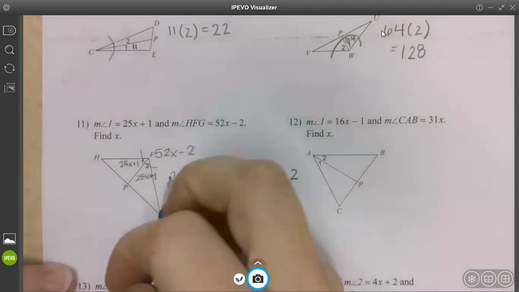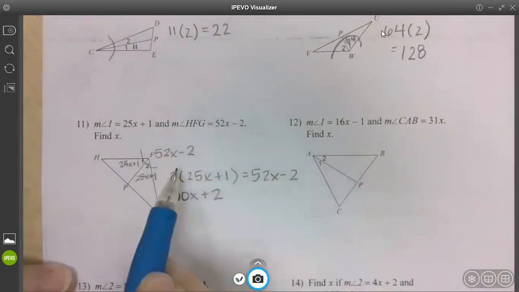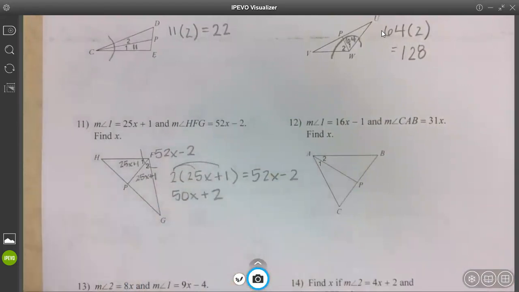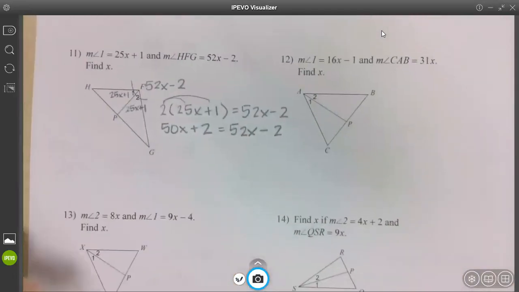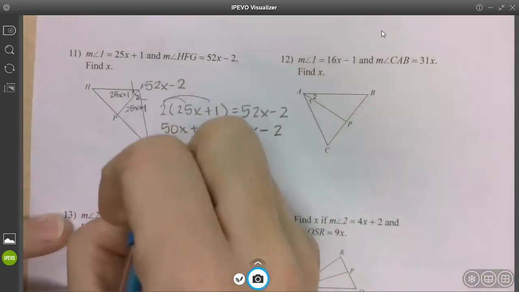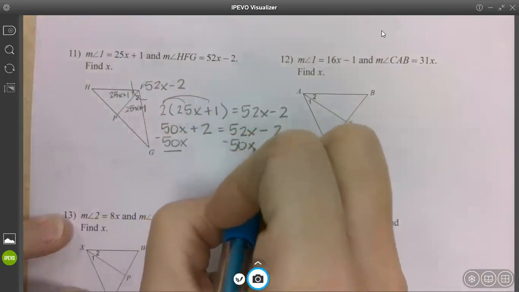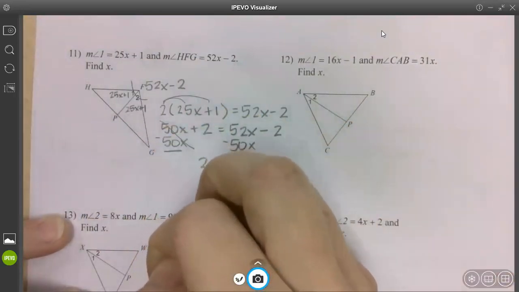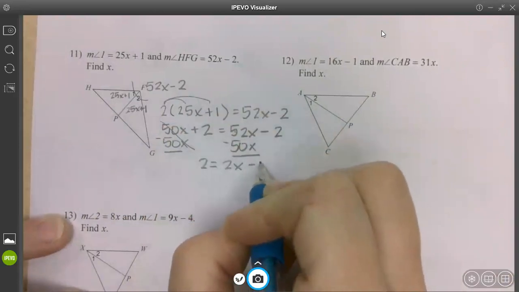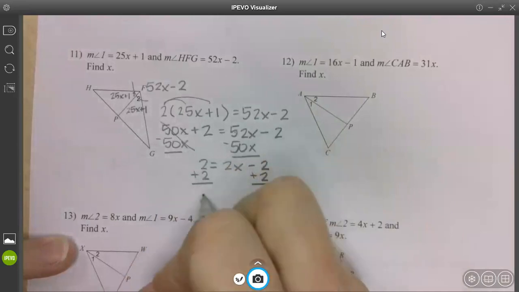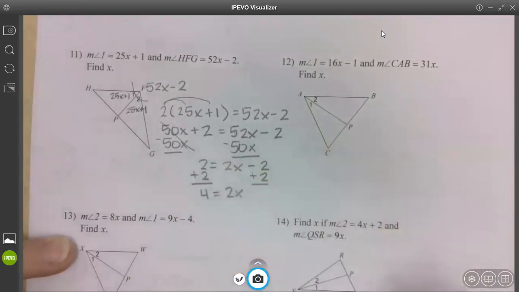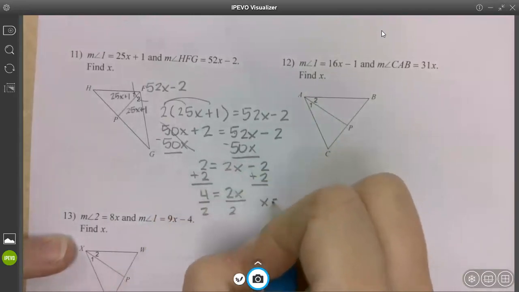So you can either add them. When I add them, I get 50x plus 2, or I can multiply by 2 and distribute, which will give me 50x plus 2, and that is going to equal the big or the total angle, 52x minus 2. Now it's just solving. I teach my kids to subtract the smallest one, or to move the smallest one. So your smallest x is 50. Since it's a positive 50, I'm going to subtract 50. These will cancel out and give me 2 equals 52 minus 50 is 2x, and then a minus 2. Continue solving. I'm going to add 2 to both sides, and I get 4 equals 2x, and then finish out by dividing by 2, and I get that x equals 2.